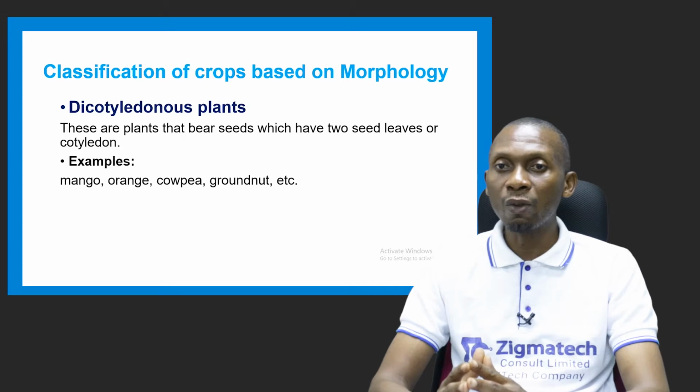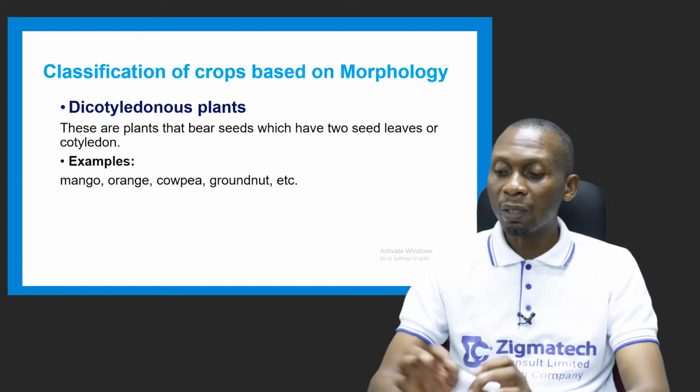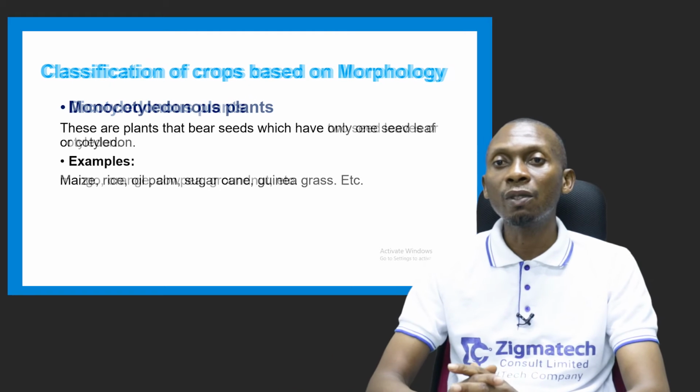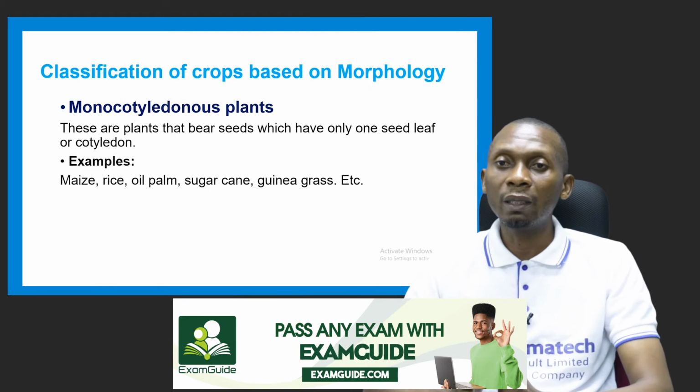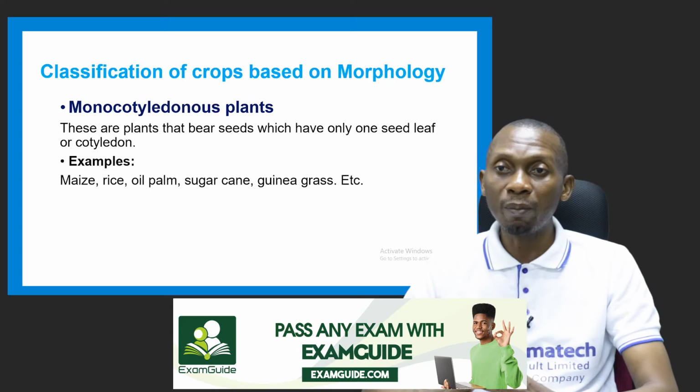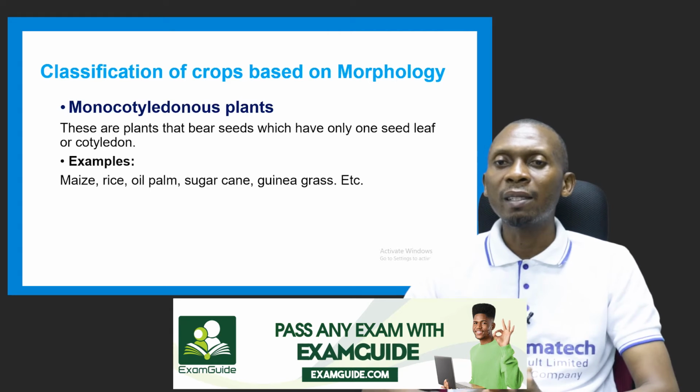If you have seen a mango seed, you can see that it can be divided into two, same as the orange seed, same as cowpea, which is our beans, same as groundnut. So those are dicotyledonous plants. They have two seed leaves. Then we also have what is called monocotyledonous plants. These are plants that have only one seed leaf or cotyledon. Examples are maize, rice, oil palm, sugarcane, guinea grass.